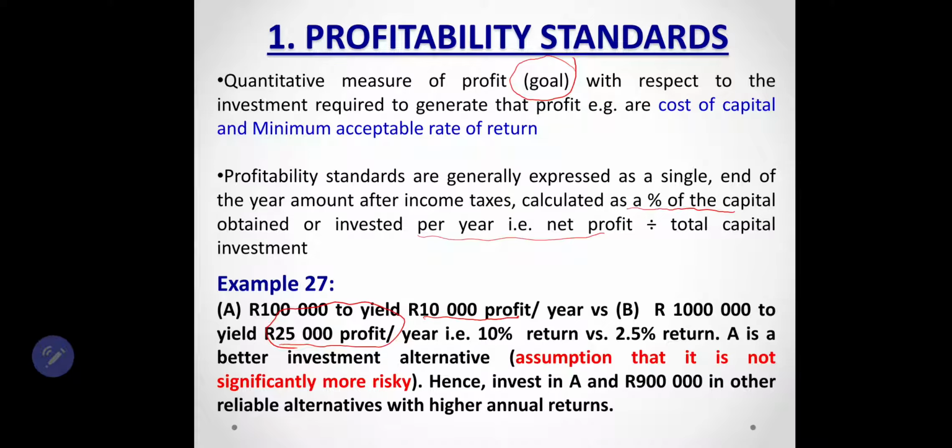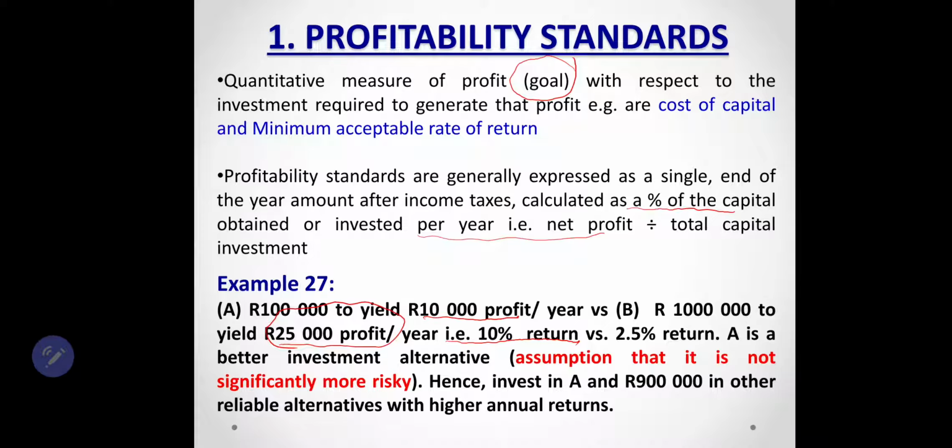But if we are to look at the efficiency, you see that option A actually has a higher efficiency or a higher return on investment, which is 10%, as compared to B, which has a 2.5% return. So what this tells us is that option A is a better investment. But we should also bear in mind that before we make the final decision, there are other things we need to assess. And one of those things is to assess the risk of the investment. So in this particular case, our assumption is that option A is not significantly more risky. So that's a safe assumption.